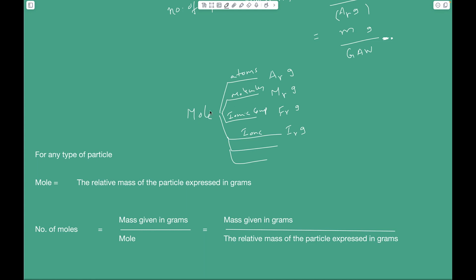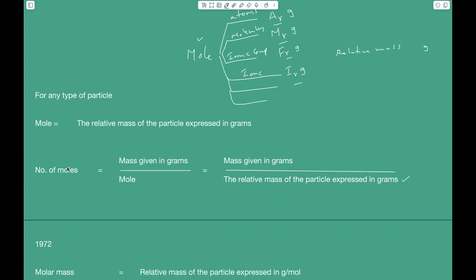So in general, mole can be defined for any particle as its relative mass expressed in grams. That is what we have here, right? For atoms, it is its relative atomic mass in grams. For molecules, relative molecular mass in grams, and so on. So that is what I have written here. So number of moles for any type of particles is mass of the substance given in grams over the relative mass of that particle expressed in grams.